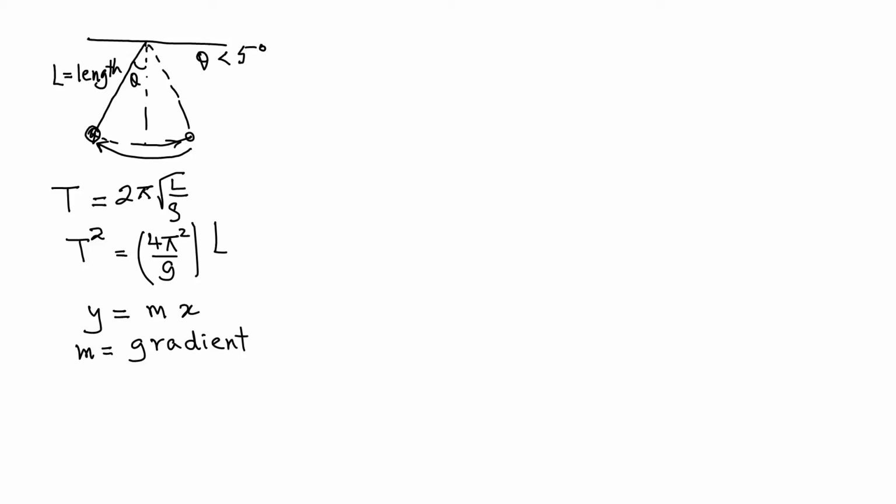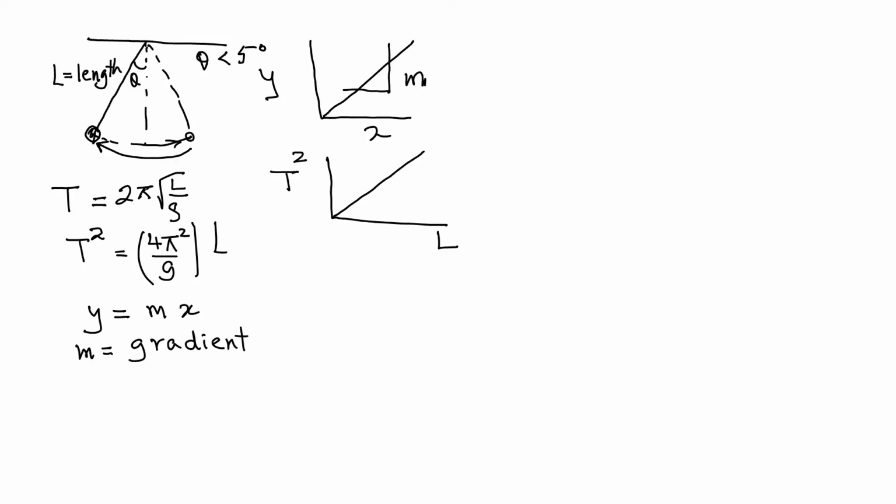So if I draw a graph of this, y against x, you should get a straight line, and the gradient of this line is given by m. Now I can draw a similar diagram here, which is T squared versus L, and this you will get a straight line which gives you the gradient of this.